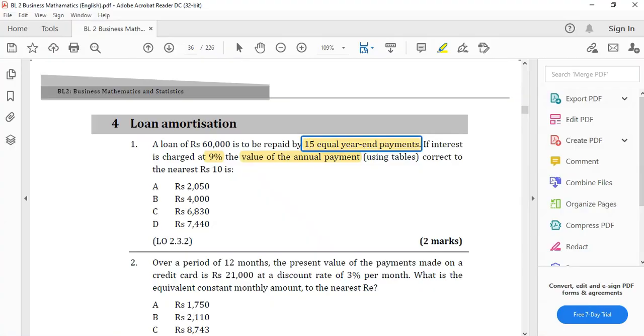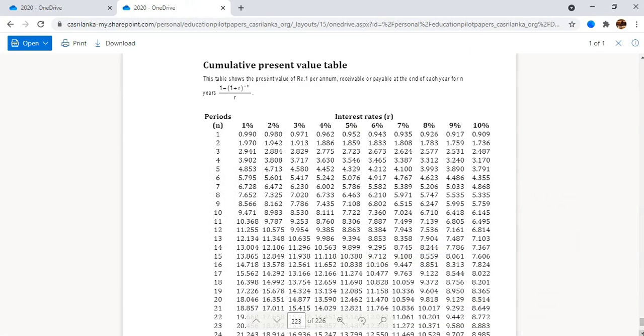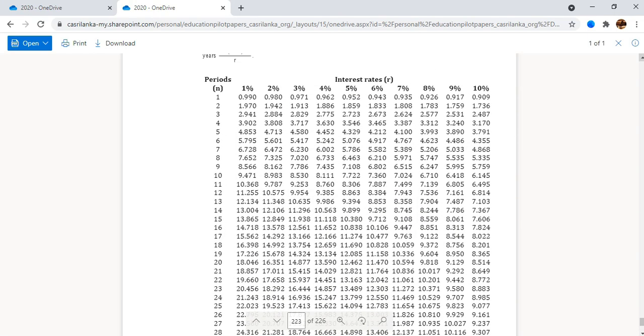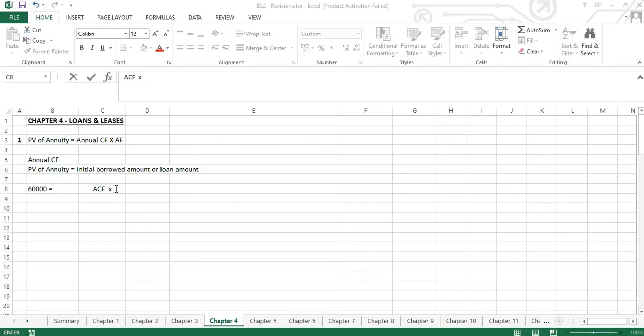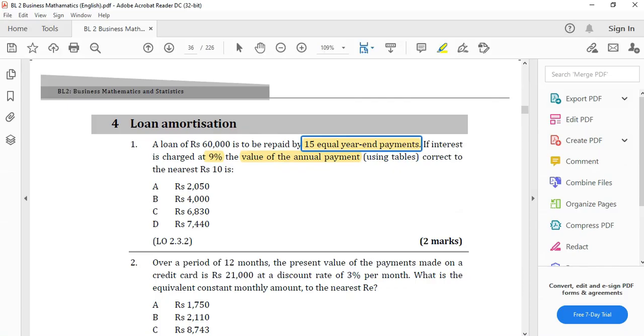for 9% for 15 years, you have 8.061. Now annual cash flow therefore will be equal to 60,000 divided by 8.061. That's equal to 7,443.25 exactly. Okay, so now they are asking rounded to nearest rupees 10.